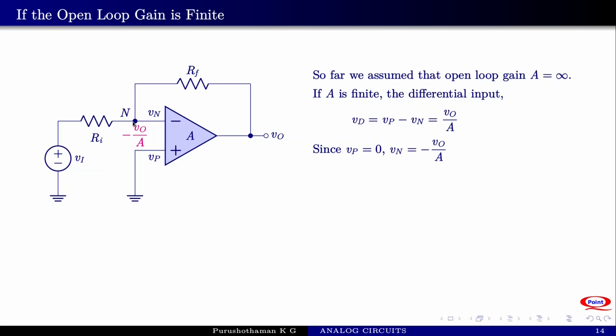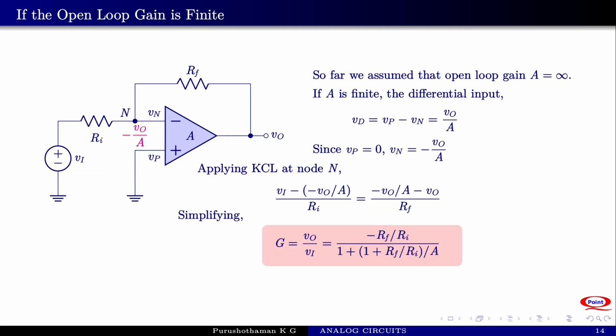Now apply Kirchhoff's current law at this node. The current entering must be equal to the current leaving. We get this expression: (Vi minus VO by A) by Ri equal to (minus VO by A minus VO) by Rf. Algebraically simplifying this expression and taking the ratio VO by Vi, we get gain is equal to minus Rf by Ri divided by (1 plus Rf by Ri by A). So this is the actual expression for the voltage gain.